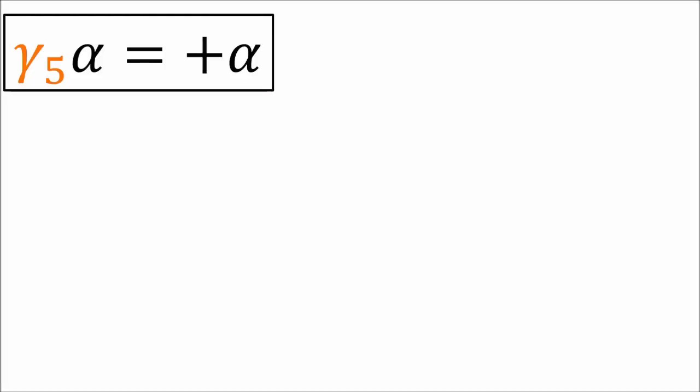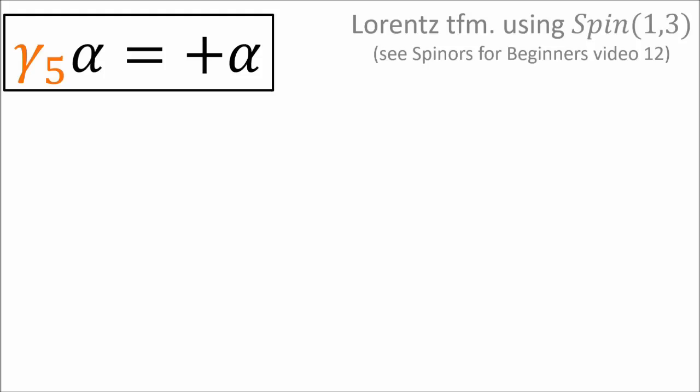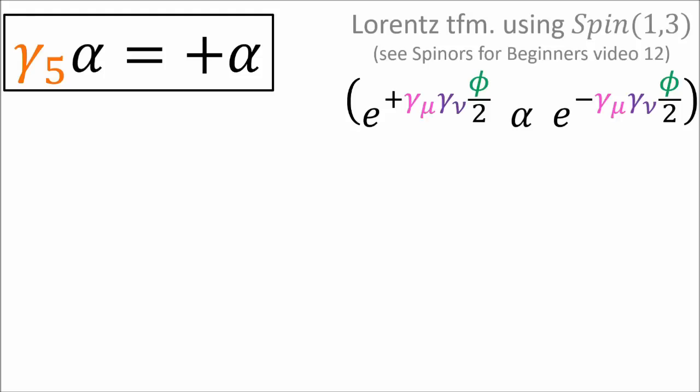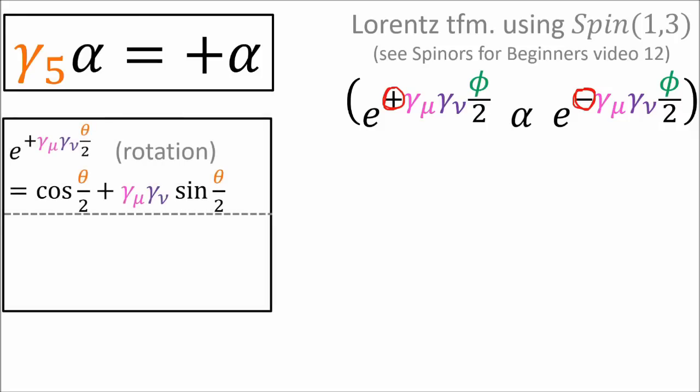To prove this, we just need to show that the +1 and -1 eigenvalues are unchanged when we do a Lorentz transformation. Let's take a bivector alpha with eigenvalue +1. From video 12 on spin groups, we know that we can Lorentz transform this bivector using a double-sided exponential. Note that because we're in space-time, the left exponential has a plus sign and the right exponential has a minus sign. Recall that we can expand this exponential using Euler's formula to give a scalar cosine term and a bivector sine term.